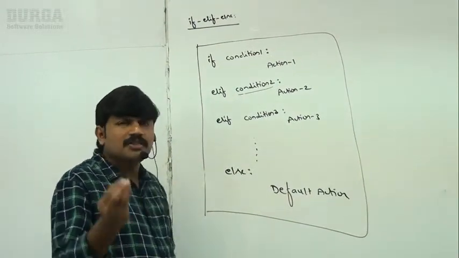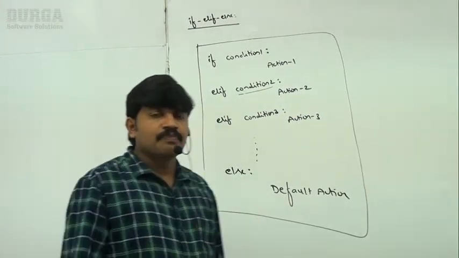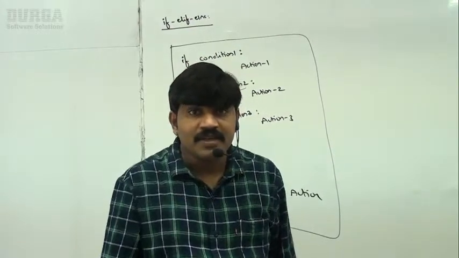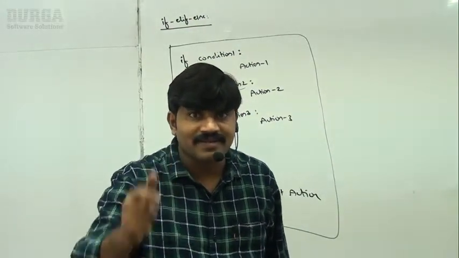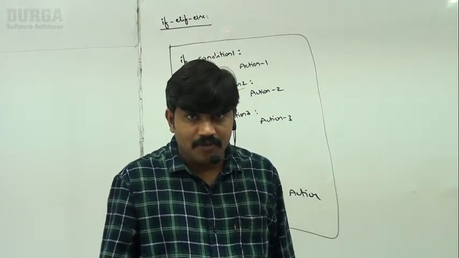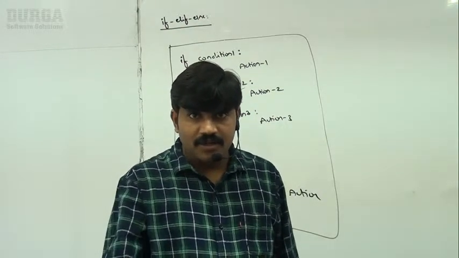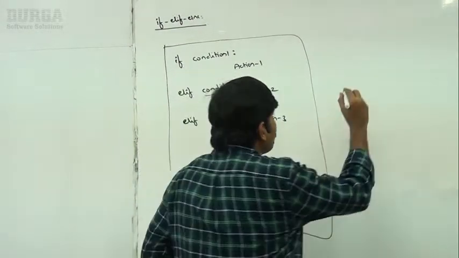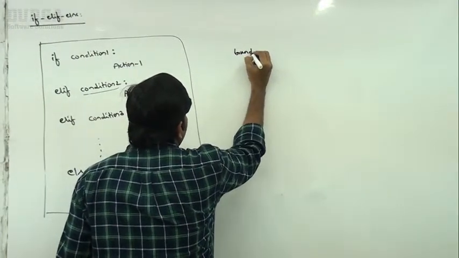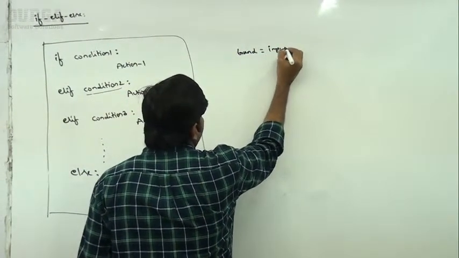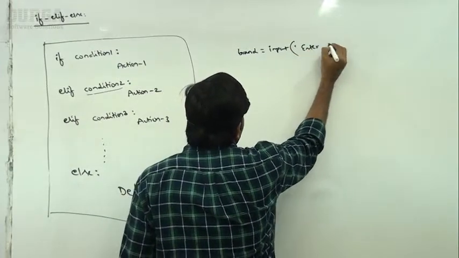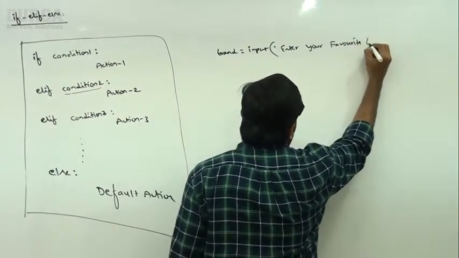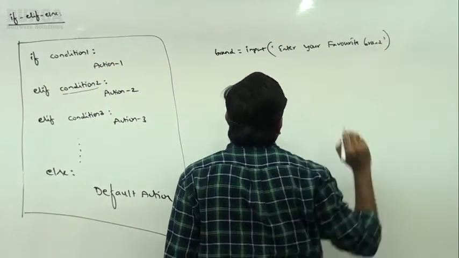Let me go for a simple example of how you can use it. In the last examples I asked you to enter your name. Now I'm asking you to enter your favorite brand. You may go for milk, water, beer. Observe: brand is equal to input of "Enter your favorite brand".